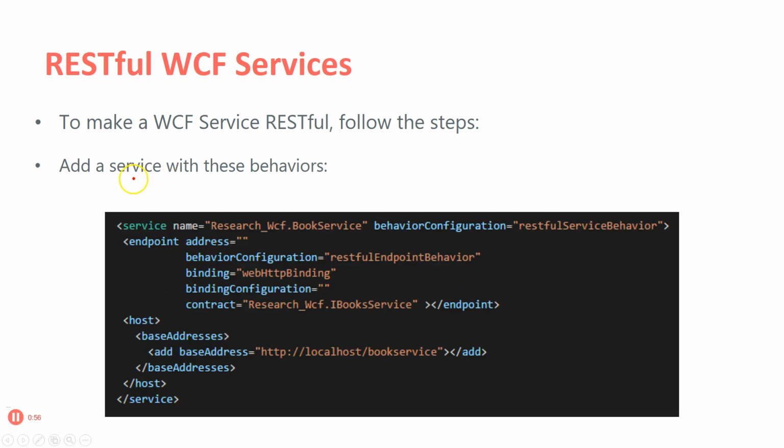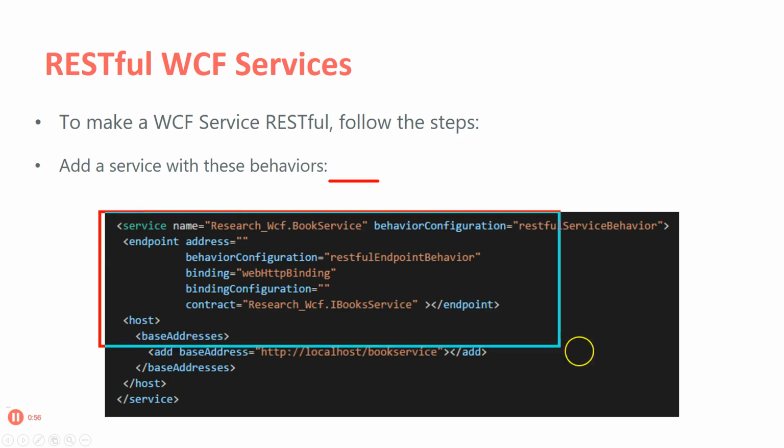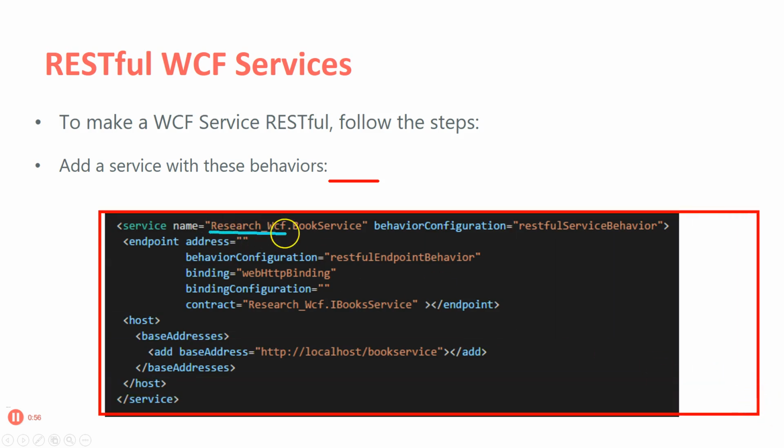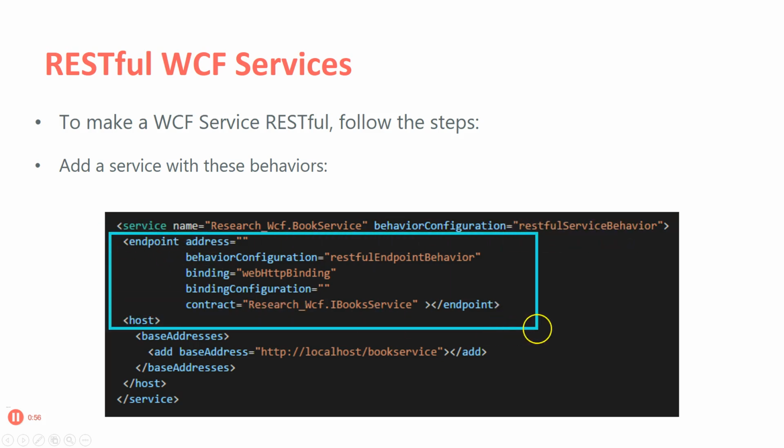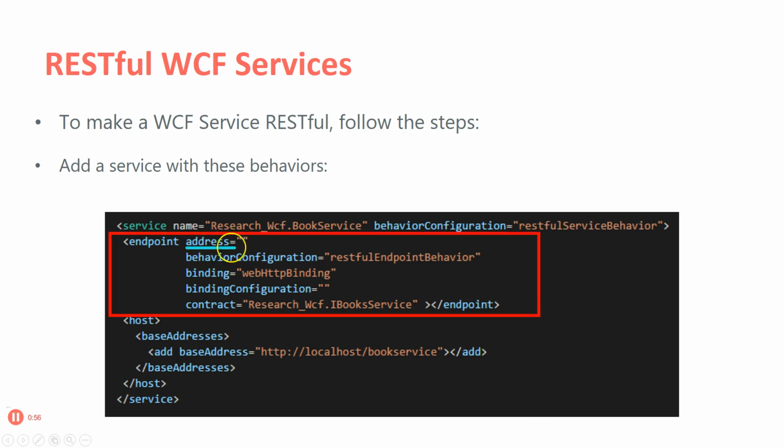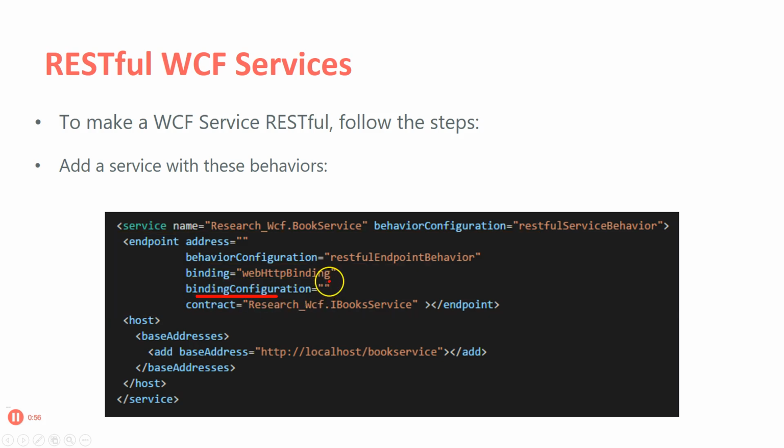We need to add a service with these behaviors. So the service name is Research.WCF.BookService and our behaviorConfiguration, for example, RESTful service behavior, and inside it I have an endpoint. This endpoint receives an address, which for now we will keep empty for the default one. Behavior configuration will be RESTful endpoint behavior, and binding we're going to keep as webHttpBinding. As well, we have bindingConfiguration, which we can keep empty.